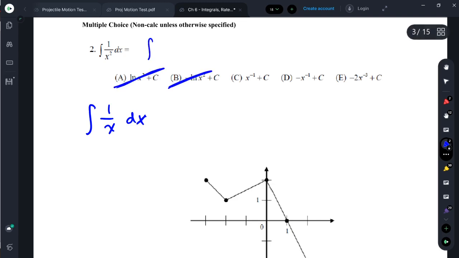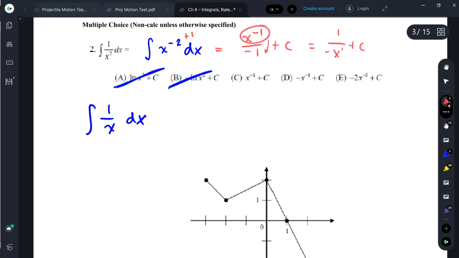What we have to do is rewrite this as x to the negative second power. Then you can go ahead and add 1 and divide by our new exponent. So that's x to the negative first over negative 1 plus c. And then this would become 1 over negative x to the first plus c, right? Whenever we have x to a negative power, we can move it to the bottom, make it positive. And then that negative just kind of came out to the front. And actually, they didn't even write it like this. They just brought the negative up and they wrote negative x to the negative first plus c.